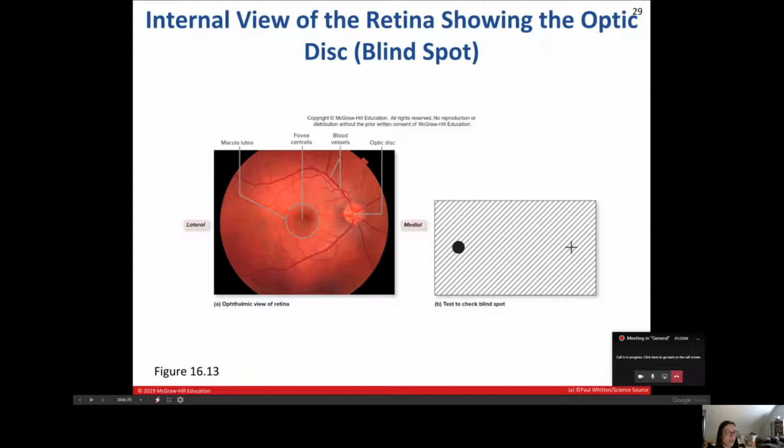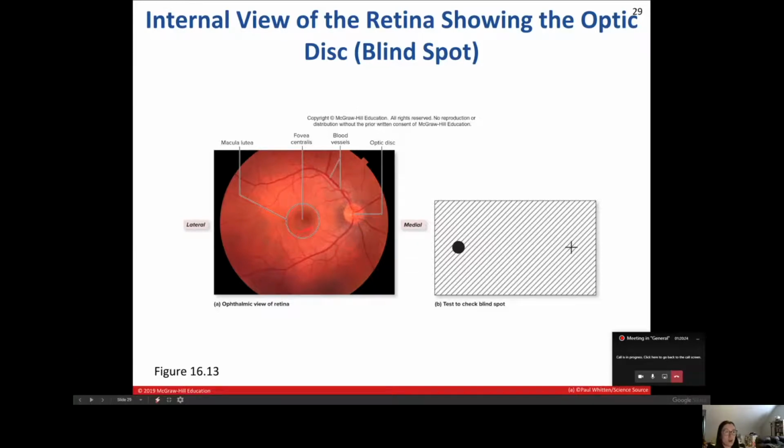Now here, if we look just lateral to it, we can see this darker area. The whole area is called the macula lutea, which is the yellow spot. It doesn't look that yellowish to me in this picture, but it's called the macula lutea, and it has a little pit or depression at the back called the fovea centralis, right? Fovea is for a pit or depression.